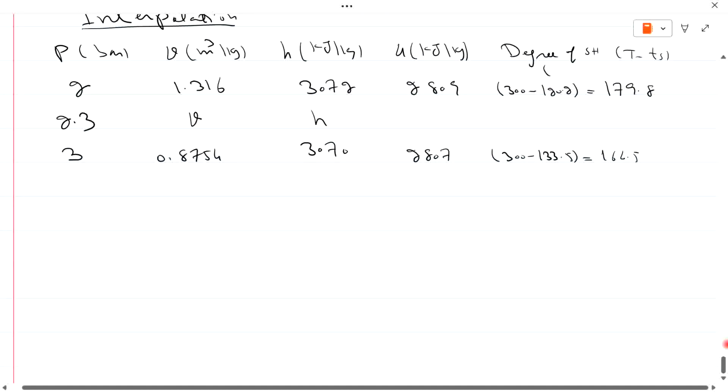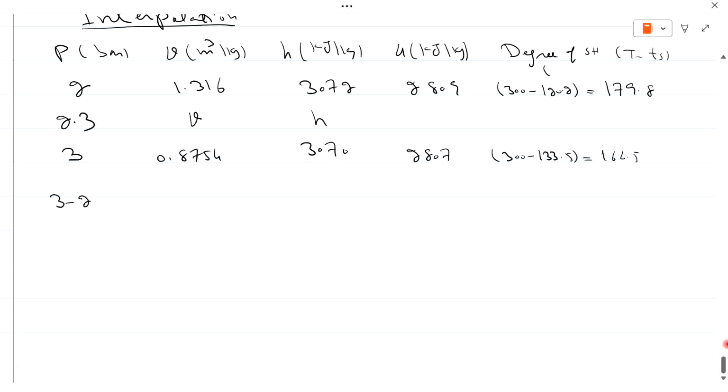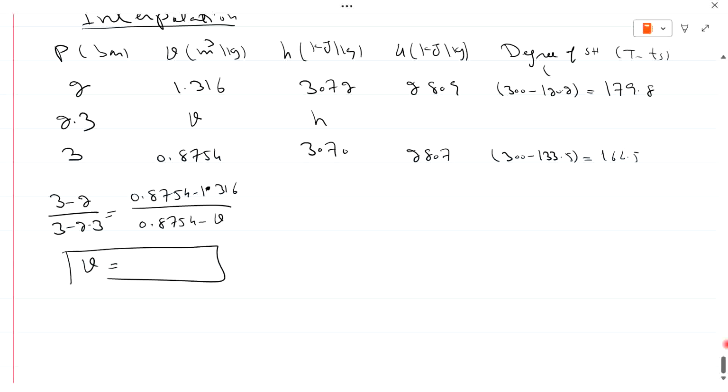So third minus first divided by third minus second is equal to third minus first divided by third minus second. So find V. Rearrange this equation and find V. So the value of V is 1.1838 meter cube per kg.